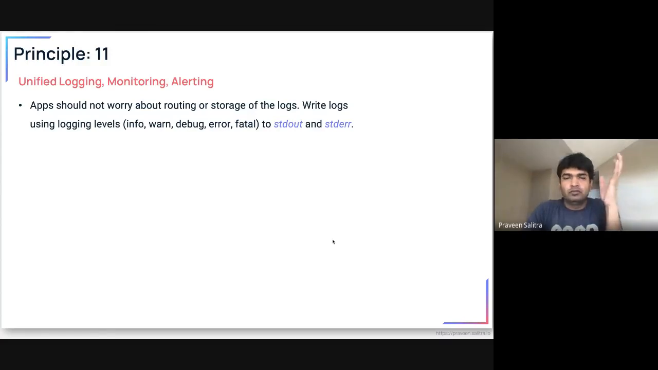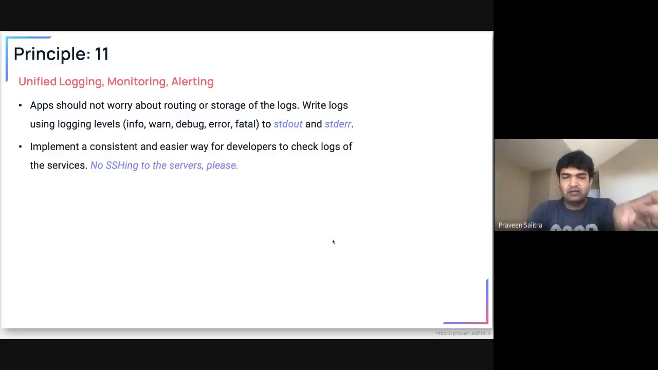As a developer of modern apps, you just write your logs to stdout and stderr, and then there should be some system in place which takes these logs and puts them into a centralized place with a nicer UI, so that you can go and debug when something goes wrong. So definitely implement a system for centralized logging, monitoring, and alerting. Definitely don't go SSHing to your servers, please.